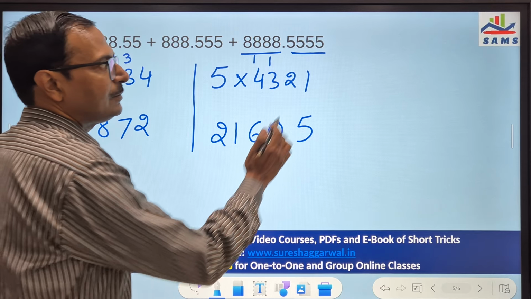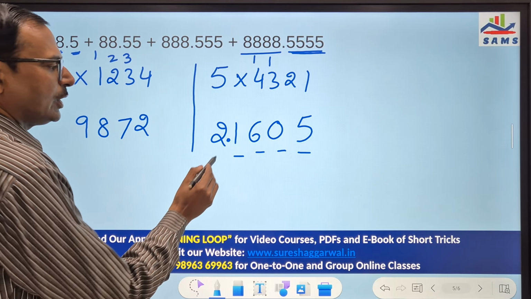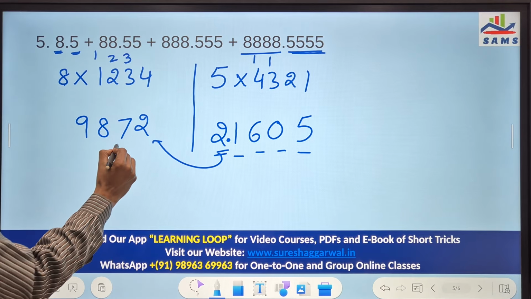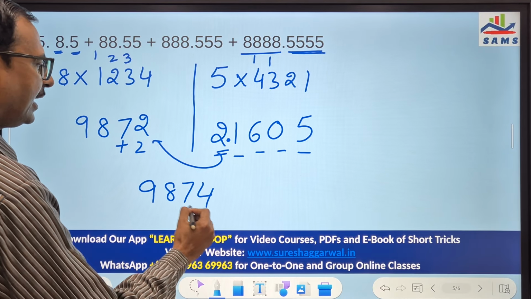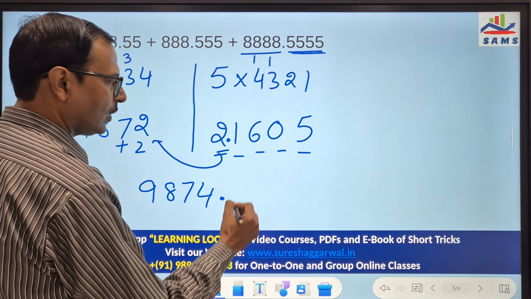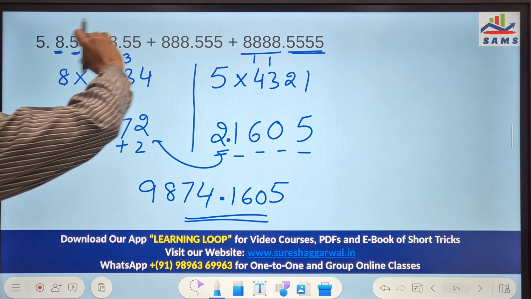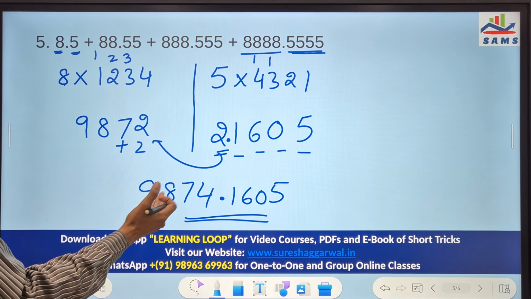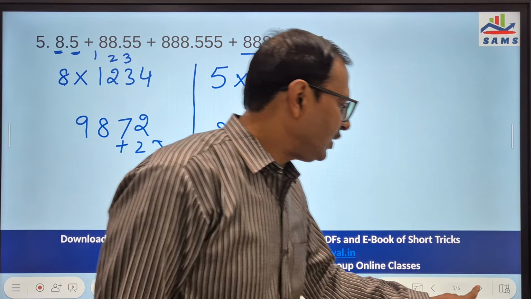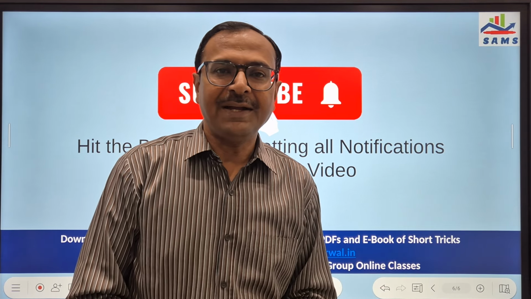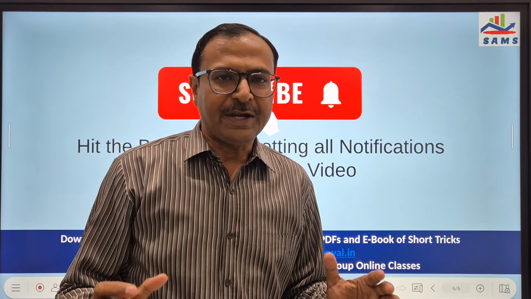Now you need to put the decimal. So 4 digits means 1 2 3 4 and the decimal. So the whole number part 2 gets added here and this becomes 9874, and after decimal you have the same number 1605. Now you can pick up the calculators and check whether this big addition problem gets you 9874.1605 or not. So friends, pattern numbers, when you add them, you always have some tricks. And once you are aware about those tricks, the problem is not going to be complicated anymore.